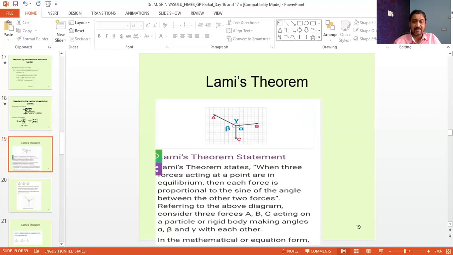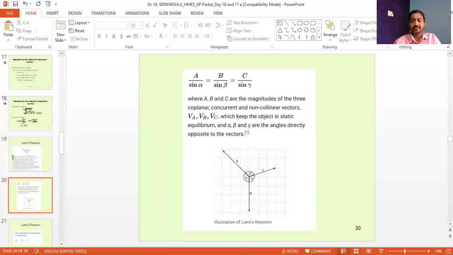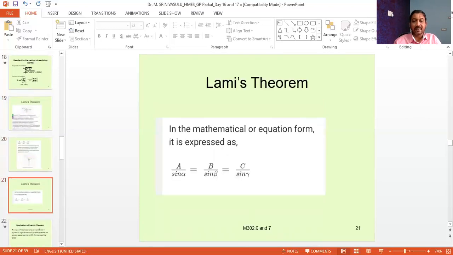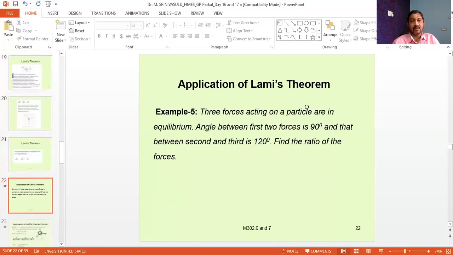Now, this is about Lami's theorem, and the mathematical equation is A by sin alpha is equal to B by sin beta is equal to C by sin gamma. Now we'll solve one of the problems here. This is a problem on Lami's theorem. So we'll solve this problem to have a better understanding of Lami's theorem.